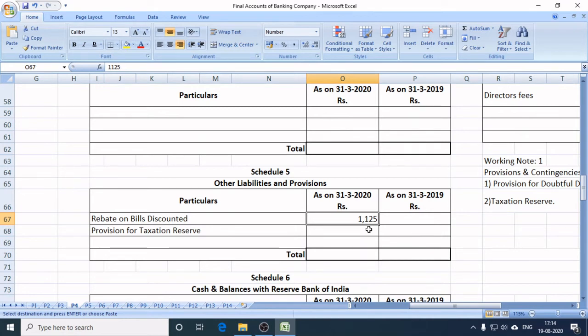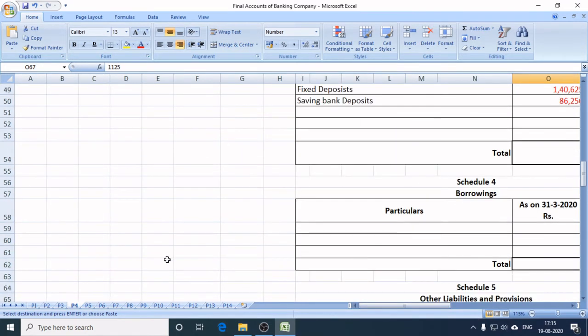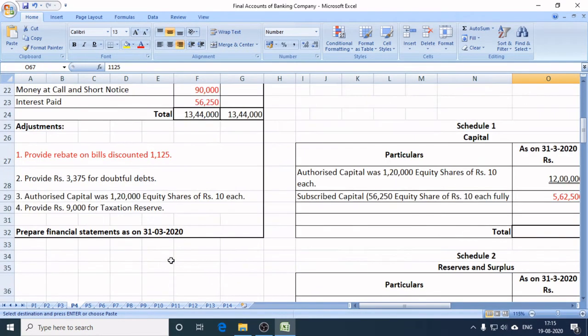So in the current year we deducted it from interest and discount account because it is the income of the next accounting year, and in the next accounting year it will be treated as income. So this ledger balance of 1,125 will be treated as income in the next accounting year, and it will be added to the interest and discount account. So a contra entry is passed in this case.